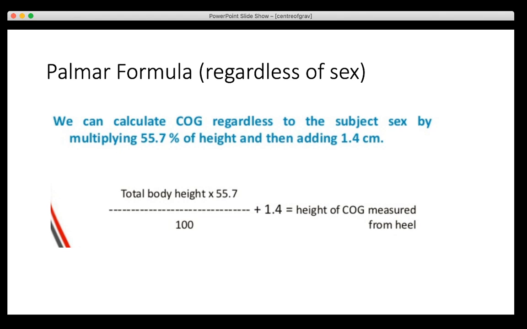I think they have collected a lot of data, so there will not be much difference between the two, but you calculate it, and please answer me in the WhatsApp groups or comment here. The Palmer formula is regardless of male or female: you just put your total body height, multiply by 55.7 over 100, and add 1.4. You will get the COG in centimeters from the heel. So calculate your CG by both of these formulas.